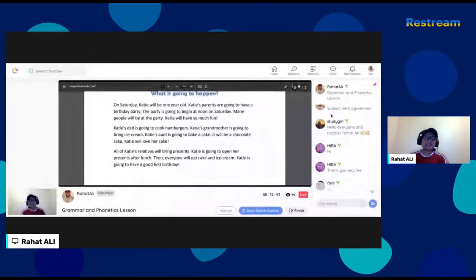One Saturday, Katie will be 1 year old. Katie's parents are going to have a birthday party. The party is going to begin at noon on Saturday. Many people will be at the party. Katie will have so much fun.